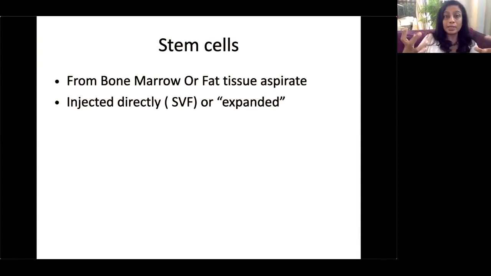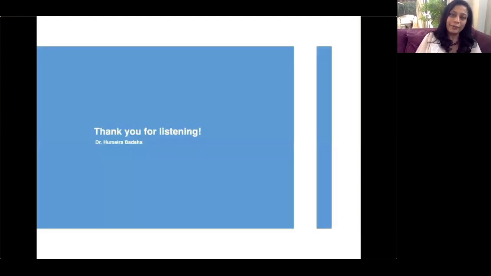or it can be expanded in a 2 to 3 week process in a specialized lab, where these millions of cells are expanded into even more millions of cells. Then you can have many doses stored for you, and you can have many injections over a period of time. But it seems like even the SVF direct injection, which is less expensive, works as well.